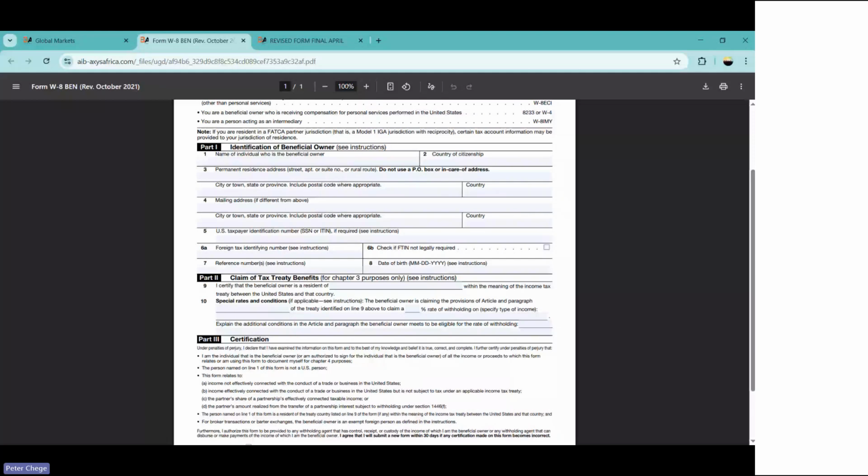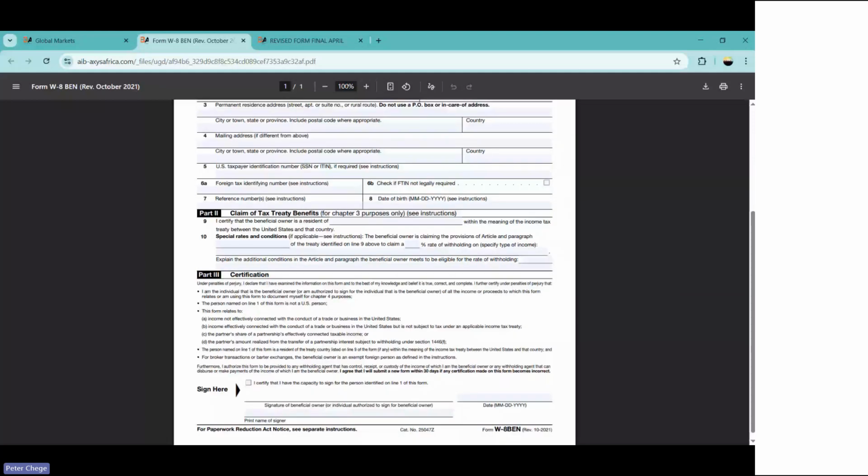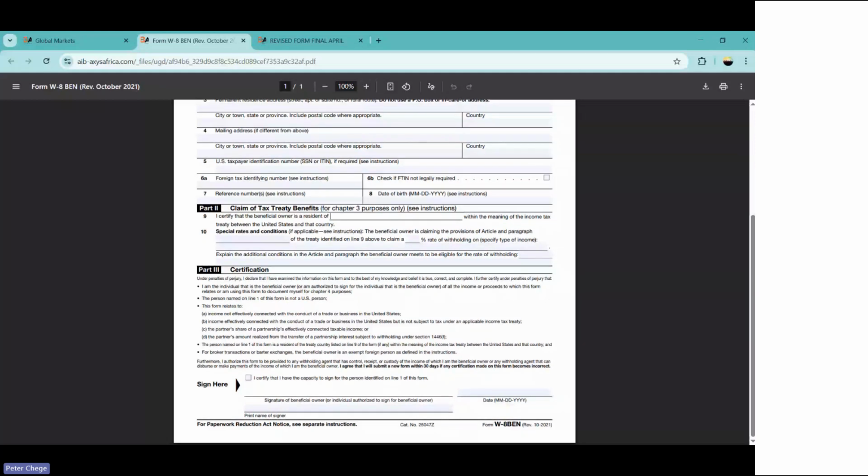Then where there is part 2, you only put the country. Don't put anything else, because Kenya doesn't have any treaty with the US. Then you scroll down, you sign. You click where there is certify, then where there is sign here, you sign and print your name and the date, period. Scan that form, send to us. It's that simple.